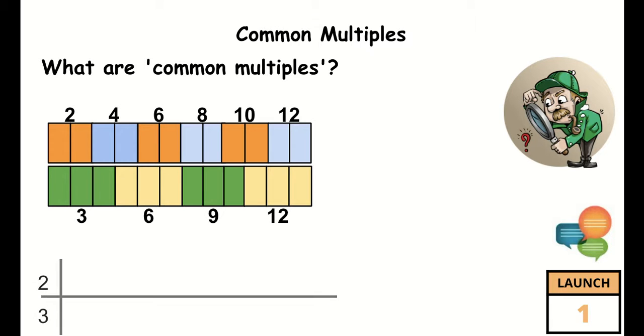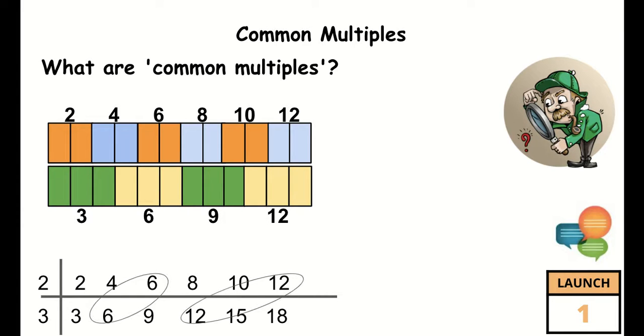We can also do this with an organized list where we lay out the multiples of 2 and the multiples of 3, and we look for numbers that are the same, such as 6 and 12. And these are known as common multiples.